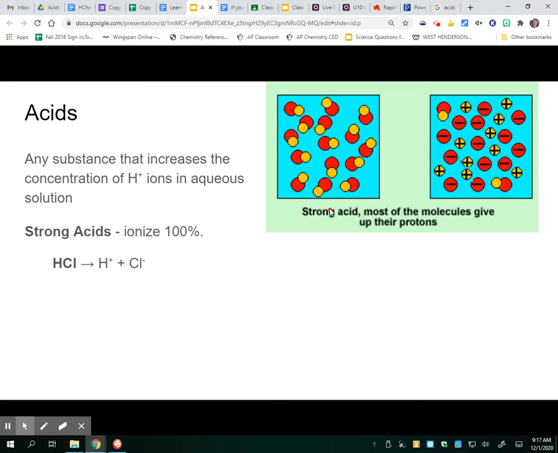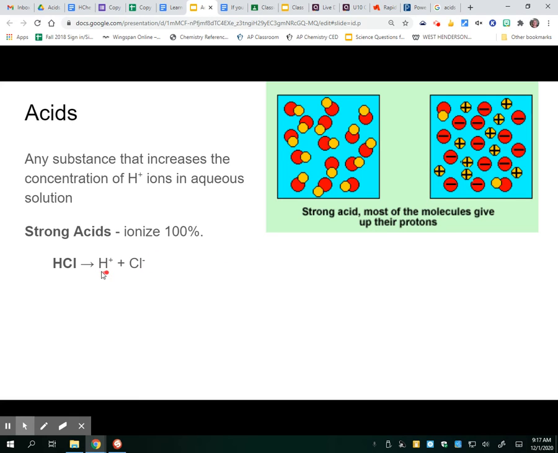I have this picture here, and you can imagine these molecules over here as HCl. So the yellow would be the hydrogen and the red would be the chlorine. And when we put it in water, what we see is those molecules do separate. And almost all of them, we've got a couple here that didn't, but we get a lot of hydrogen ions, all these little positives floating around in solution. That is what hydrochloric acid will do.